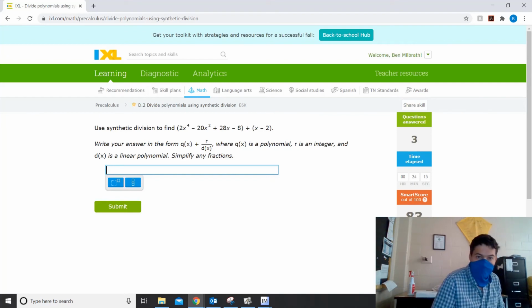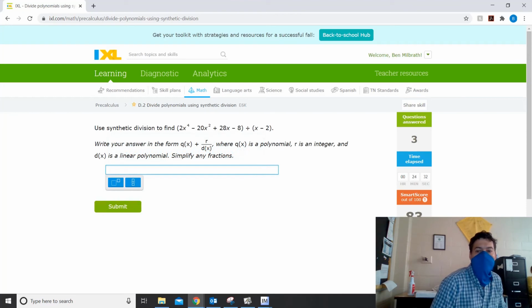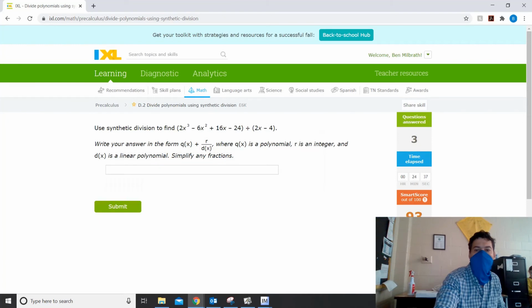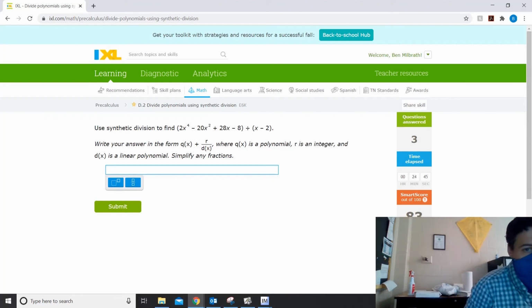I'm going to make sure it is not a factor. There's a way to do that pretty quick. That's actually a factor one. I want something with a remainder. Is that the same question? I hate it when it does that. You know what? That's fine. I'll just break the problem. We just won't type it in on IXL.